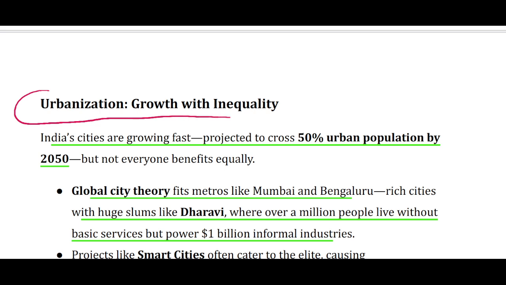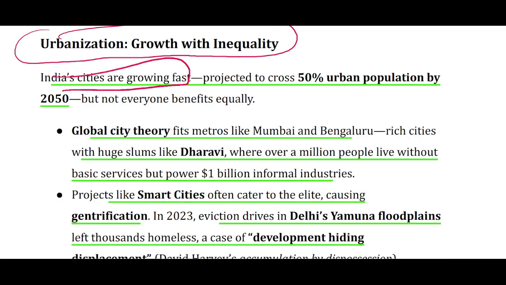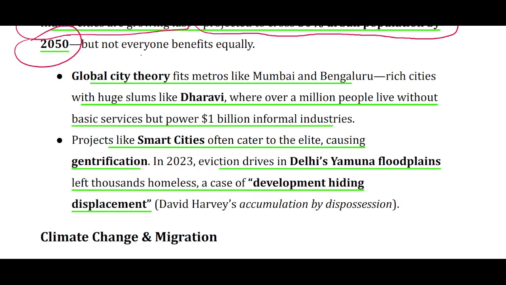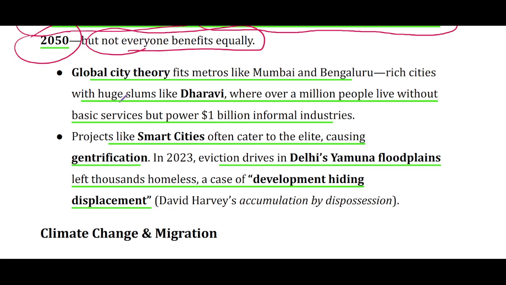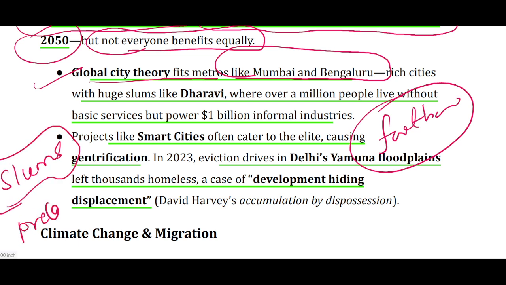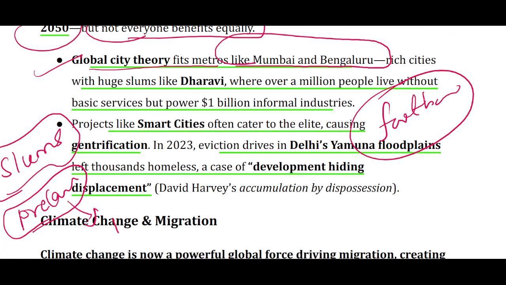Now, the role of urbanization. India's cities are growing fast and projected to cross 50% urban population by 2050. But this does not benefit everyone equally. Global cities theory says that metro cities like Mumbai and Bengaluru are powered by these migrants, by footloose labor, by people who are living in slums without any social security, living precarious lives, but yet pumping up the economies of these metro cities.